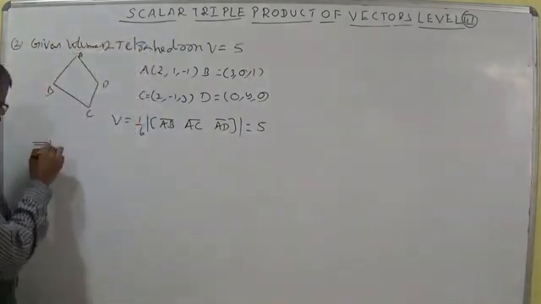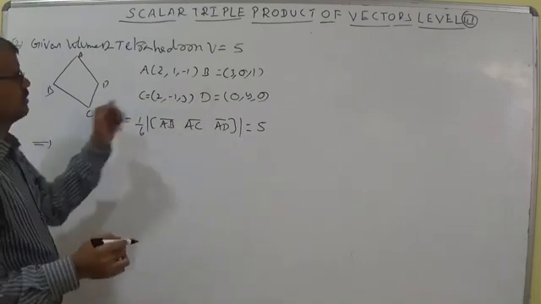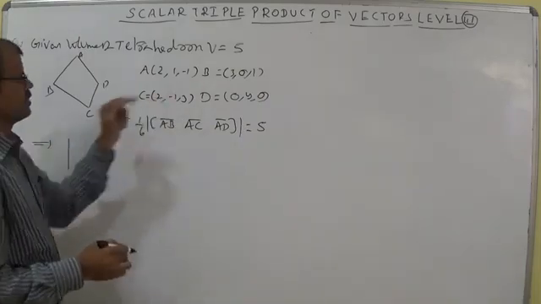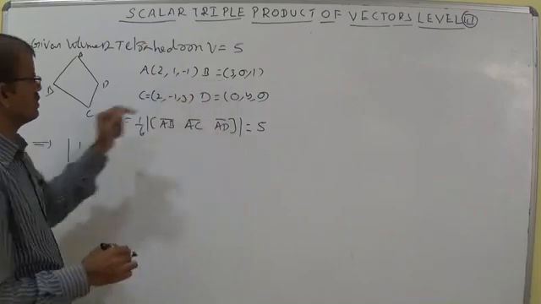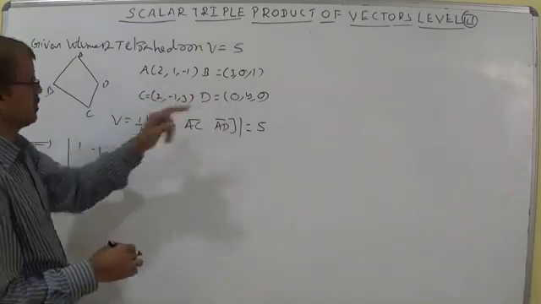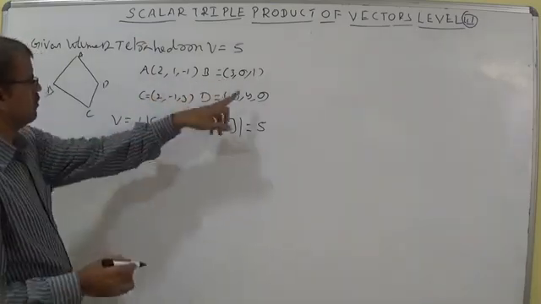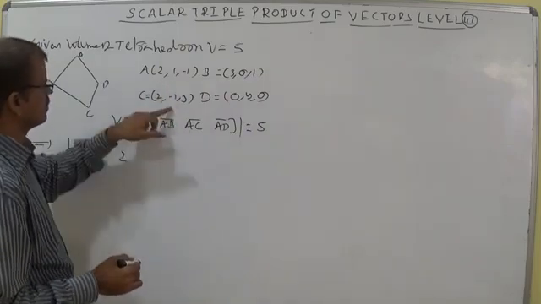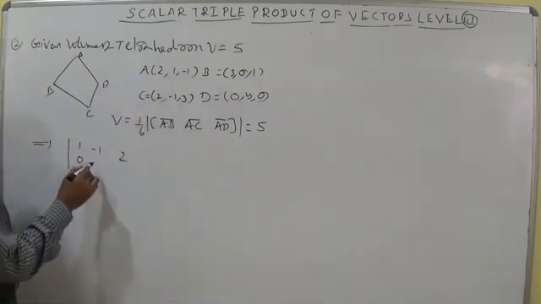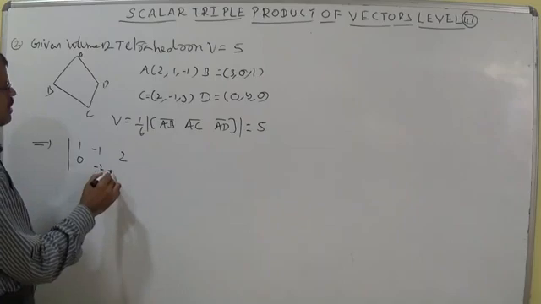That implies AB means OB minus OA. 3 minus 2 is 1, 0 minus 1 is minus 1, and 1 plus 1 is 2. That is AB. Next AC: 2 minus 2 is 0, and minus 1 minus 1 is minus 2.